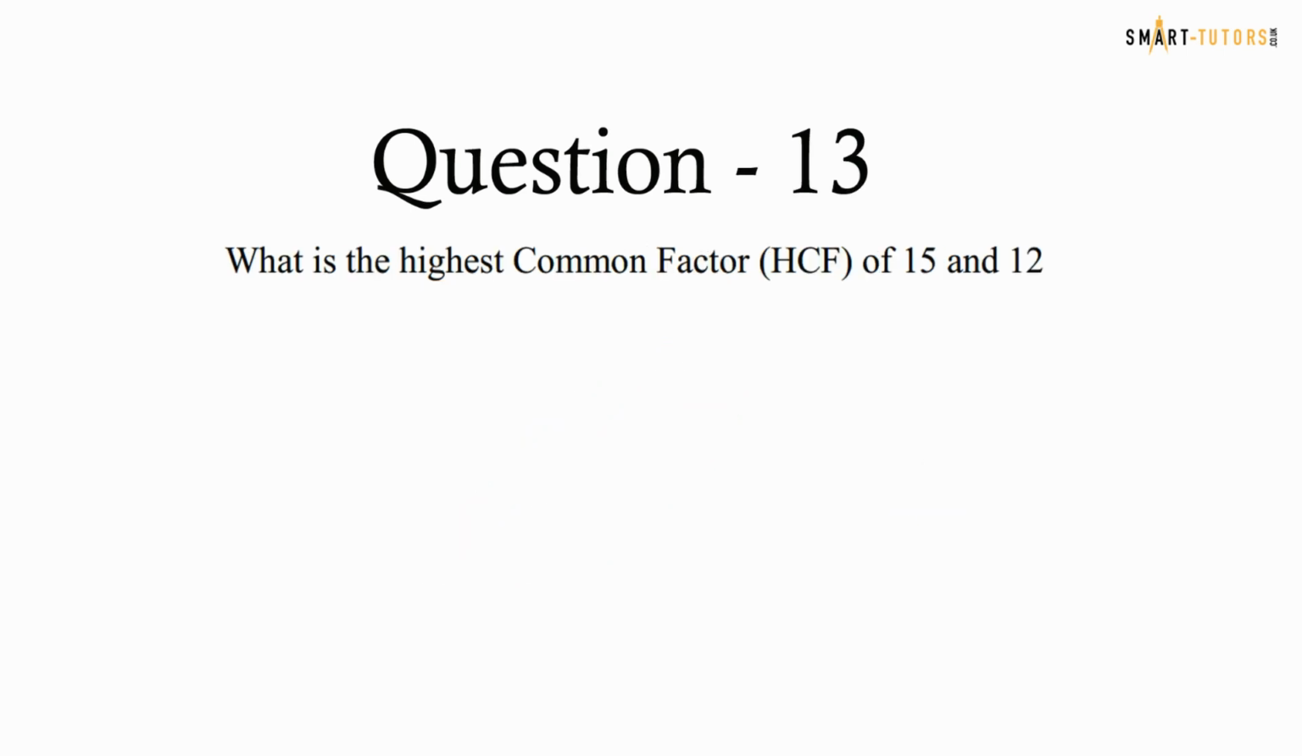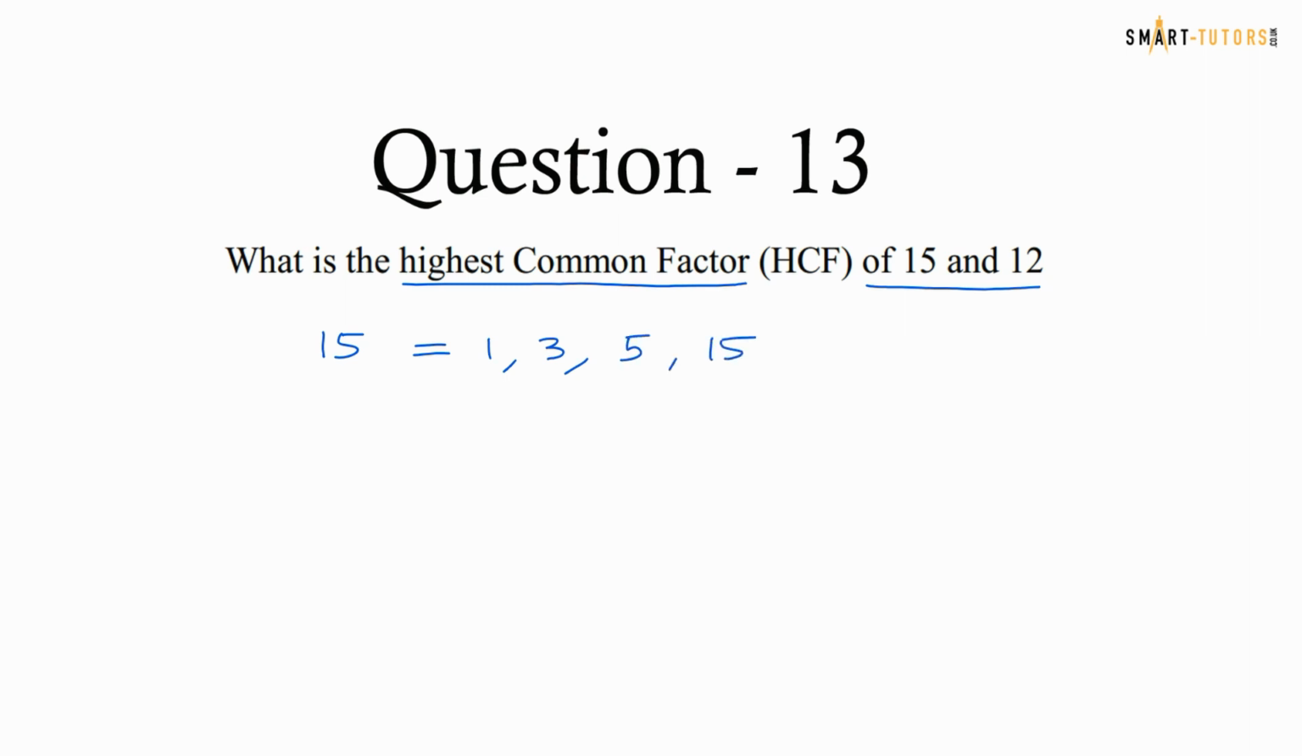Question number 13. What is the highest common factor for 15 and 12? So the factors of 15 is what? 1 is a factor, 3 is a factor. The numbers that can divide the 15 are the factors. So 1 can be the factor, 3 can be a factor, and 5 can be a factor, and the 15 can be the factor.